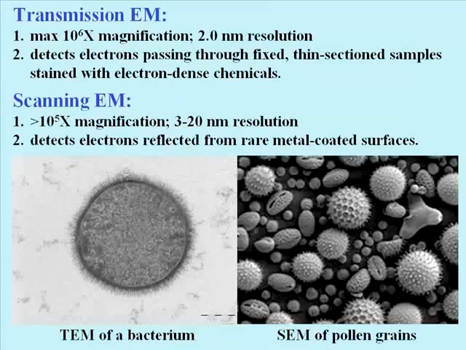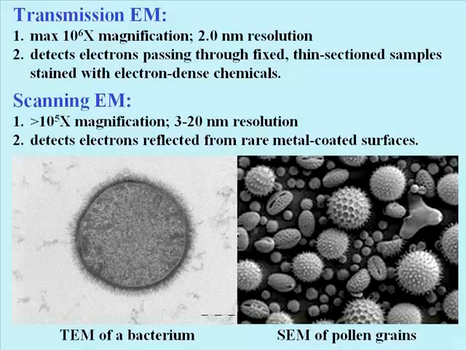There are 2 kinds of electron microscopy, or EM, tools for enlarging images of cells beyond the capacity of light microscopy. In transmission electron microscopy, we can get up to 1,000,000-fold magnification, 1,000,000 times, 10 to the 6 times magnification, and a resolution down to 2 nanometers. That's 1,000 times better than light microscopy.